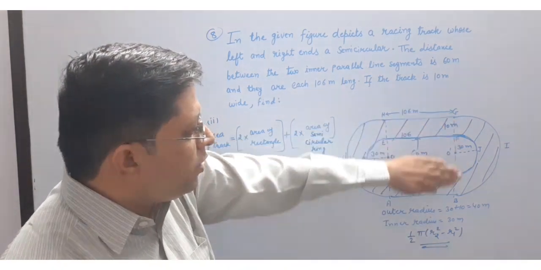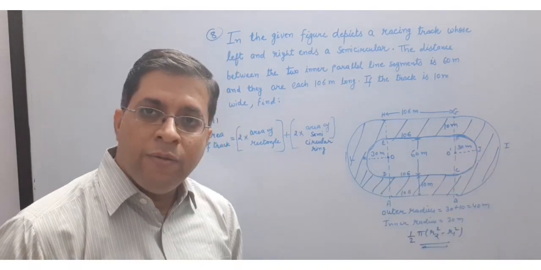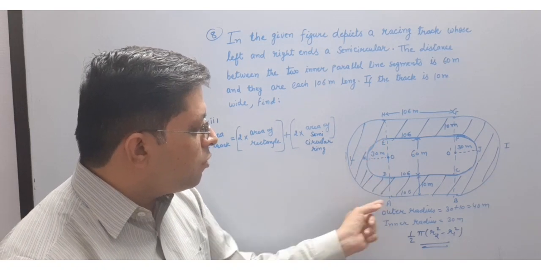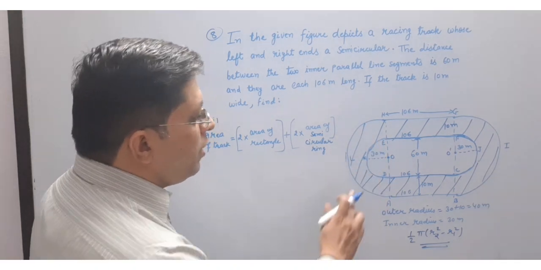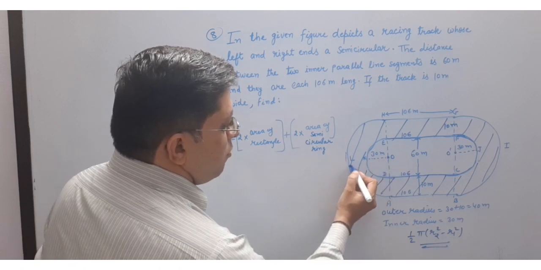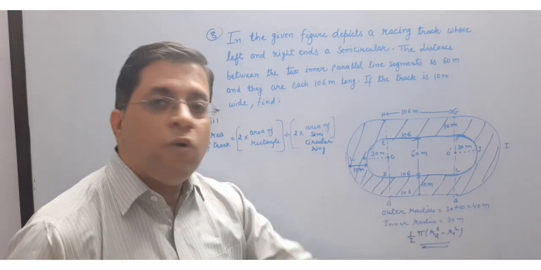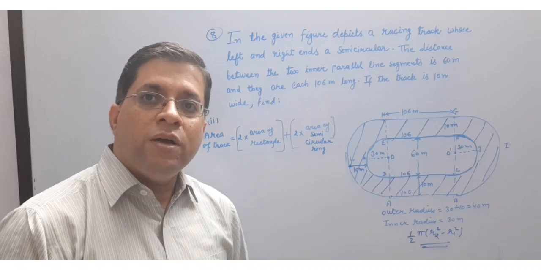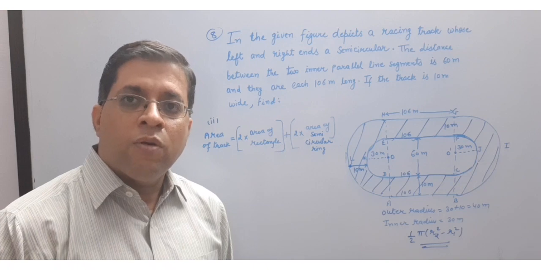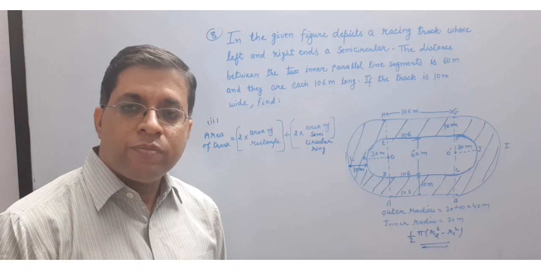So this shaded part is over and this shaded part is over. And this part and this part both are similar again. Just like a semicircular ring, its inner radius is 30 and outer radius will be 30 plus 10 because this is the breadth, 10 meter. Outer radius will be 40. But what is the area of a semicircular ring? The area of a ring is pi, r2 square minus r1 square.